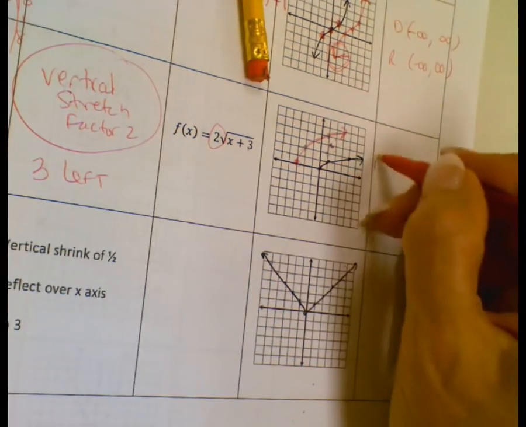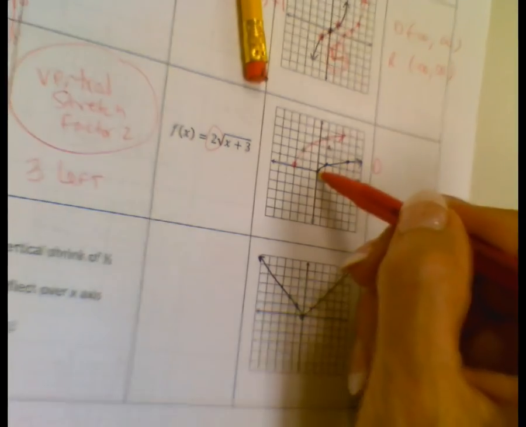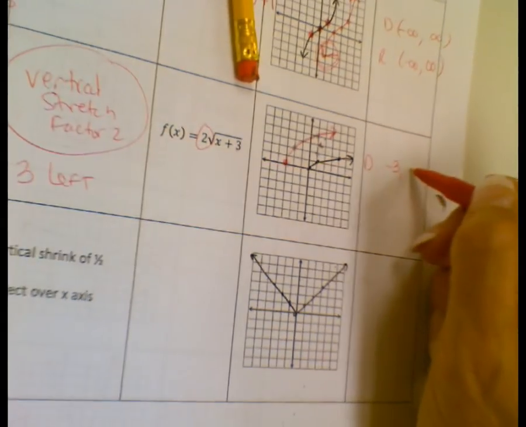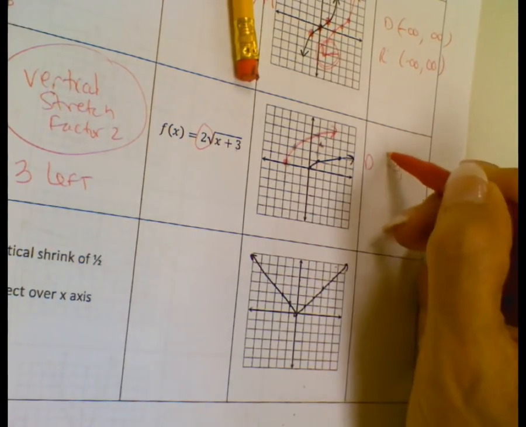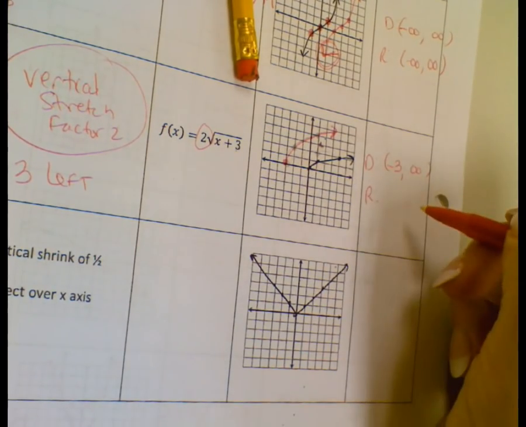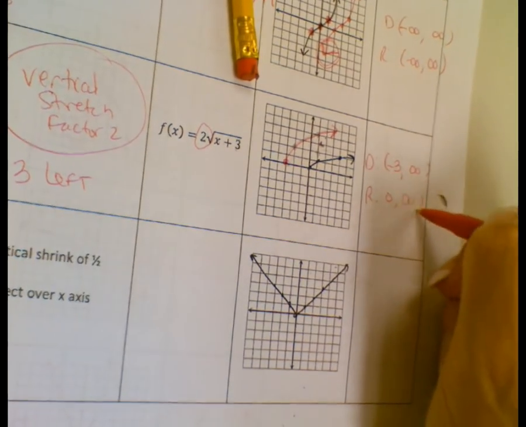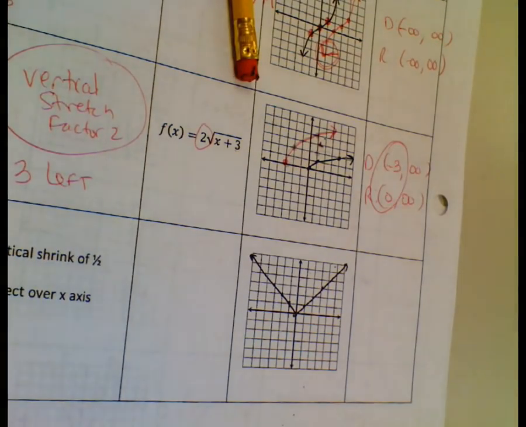Your domain goes left. How far left does it go? It actually stops. It actually goes from -3 to infinity. Think about that. Range. How low does it go? 0. Up to infinity. That's actually the ordered pair of the starting number.